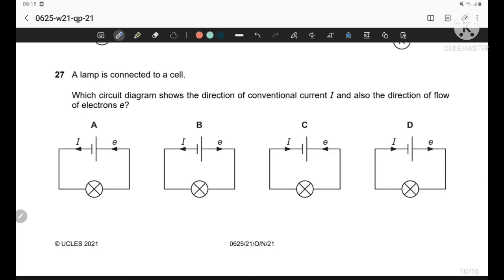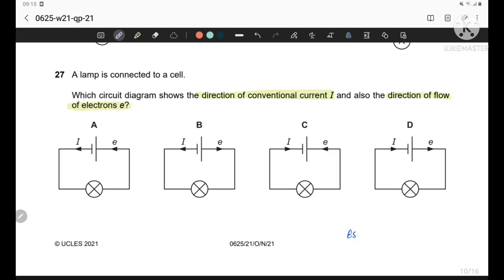Question 27. A lamp is connected to a cell. So we have a lamp and cell in each option. Which circuit diagram shows the direction of conventional current I and also the direction of the flow of electrons?